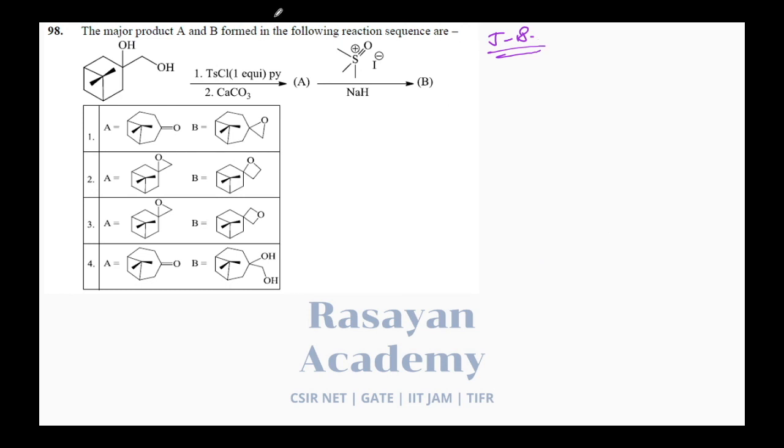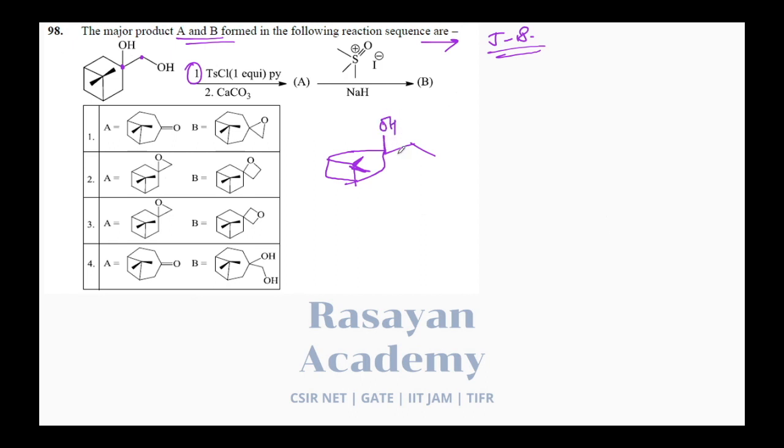The major products A and B formed in the following reaction sequence are. So when you see vicinal diols, you might think of pinacol rearrangement, but here you are using tosyl chloride. That is, you are going to do the tosylation of one of the alcohols. Which alcohol are you going to tosylate? That is the question.